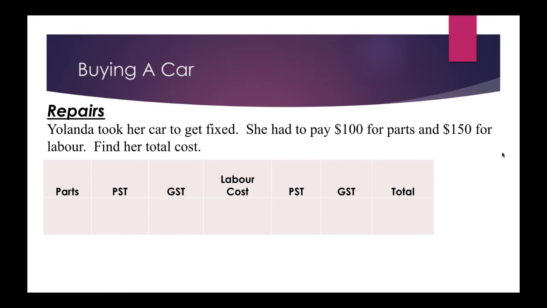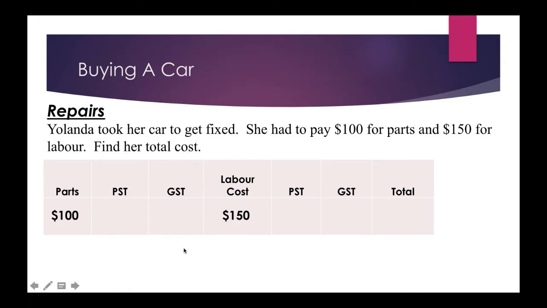First things first, very simple. $100 for parts, bam, there it is. You just put the $100 under where it says parts. Labor cost, it said $150 for labor. So even though the part itself was $100, you have to pay someone $150 to put that on. You just put that under labor cost. And we're good. Now we're going back to unit number 1 and 2 when we just did PST and GST all across Canada. I'm sure you remember all of that.